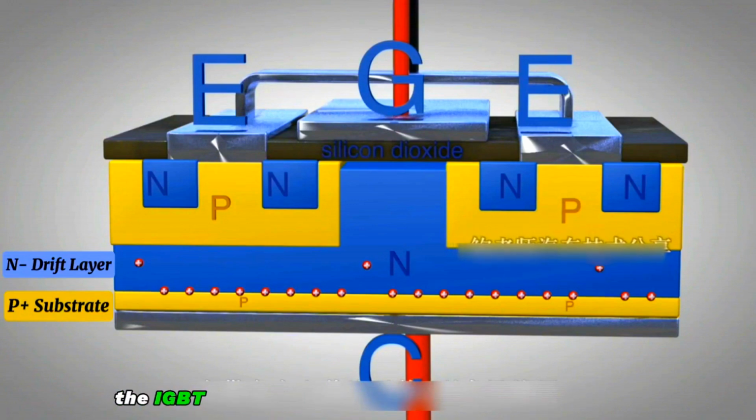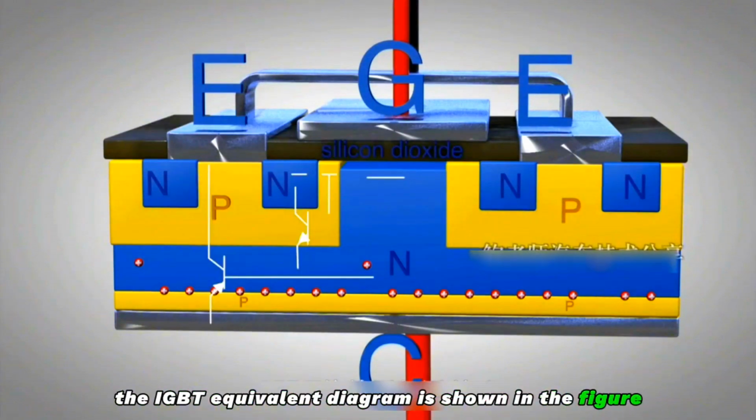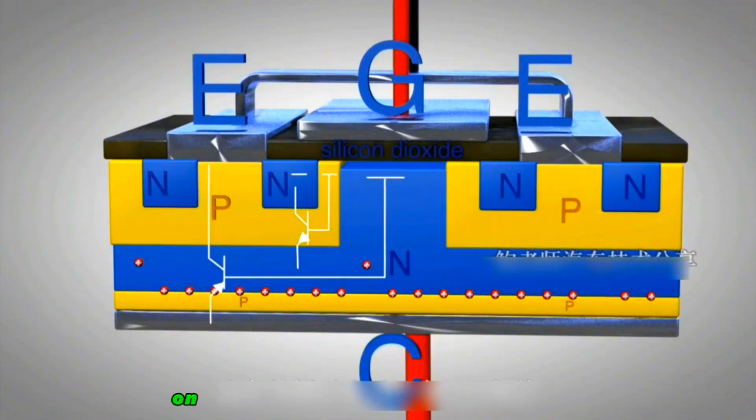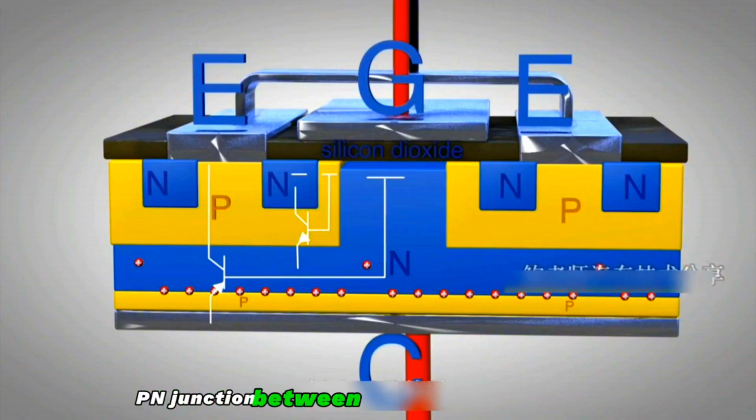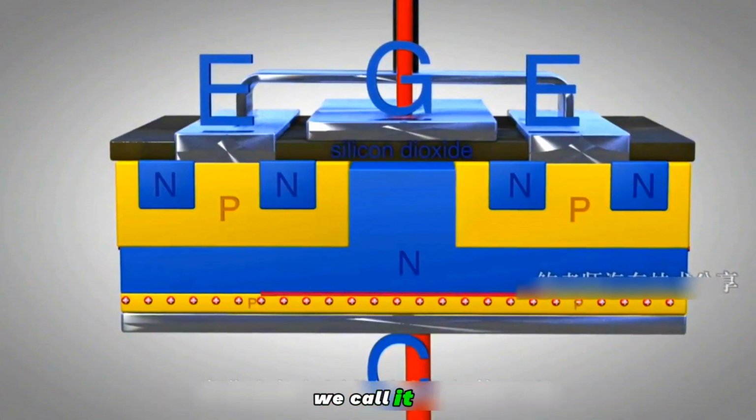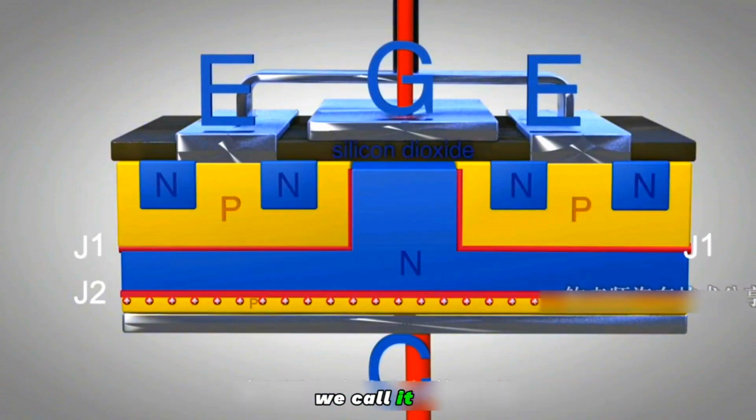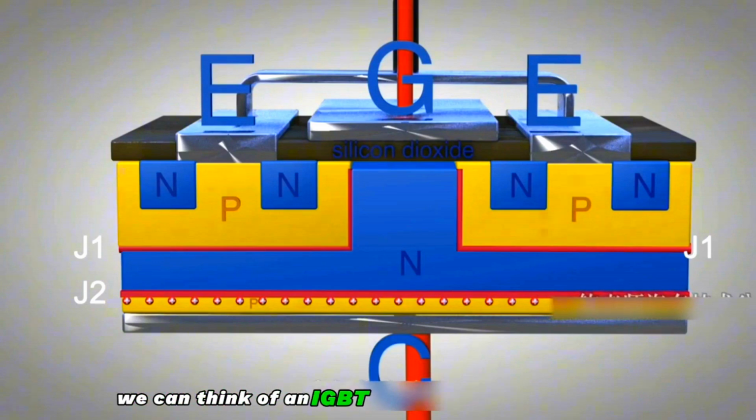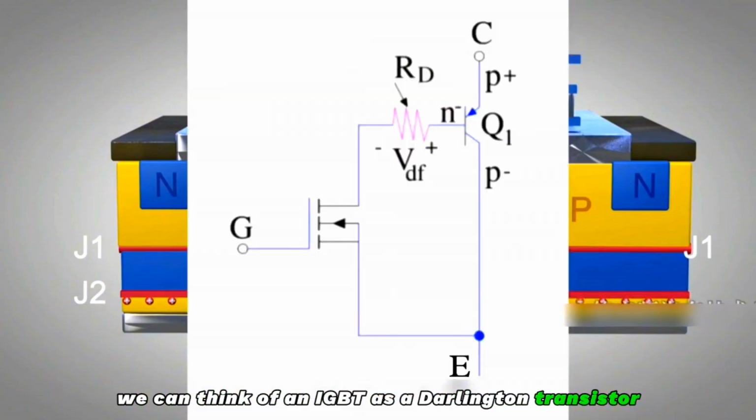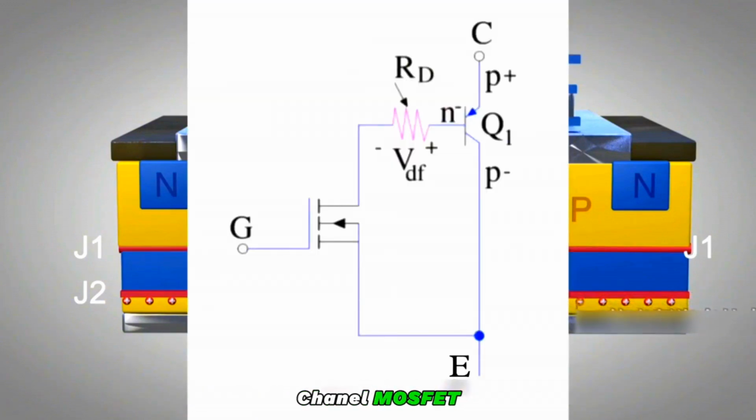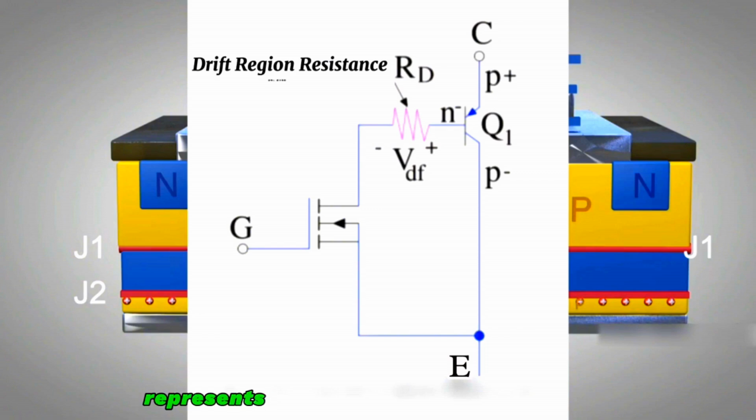The IGBT equivalent diagram is shown in the figure. This forms a PNP transistor on the outside of the semiconductor region. The PN junction between the collector and drift region, we call J2. The PN junction between the N region and the body, we call J1. We can think of an IGBT as a Darlington transistor composed of an N-channel MOSFET and a PNP type BJT. The resistance in the diagram represents the resistance of the drift region from the above structure.